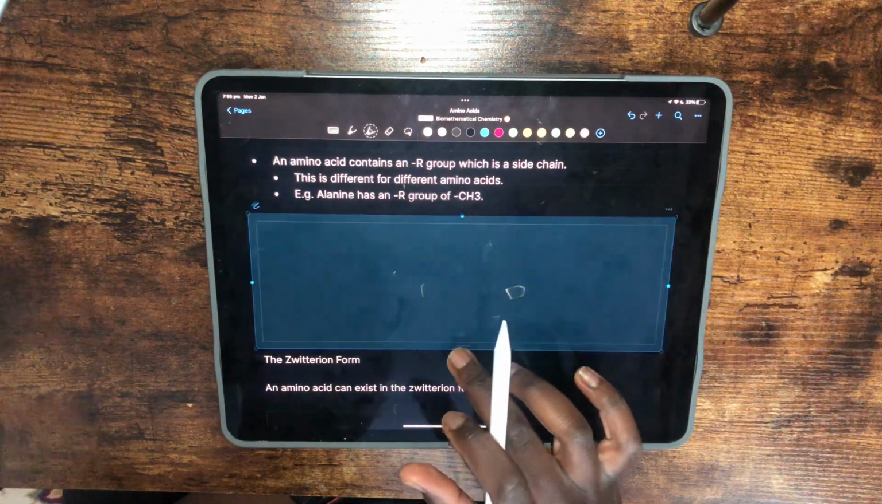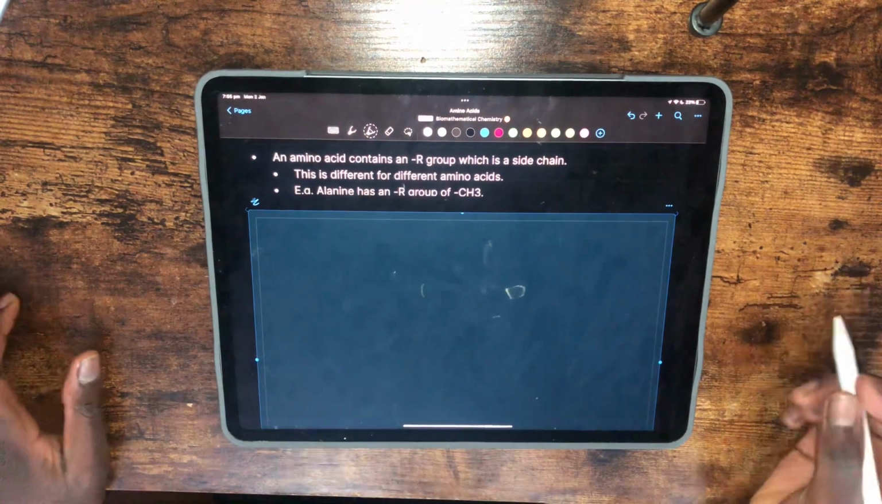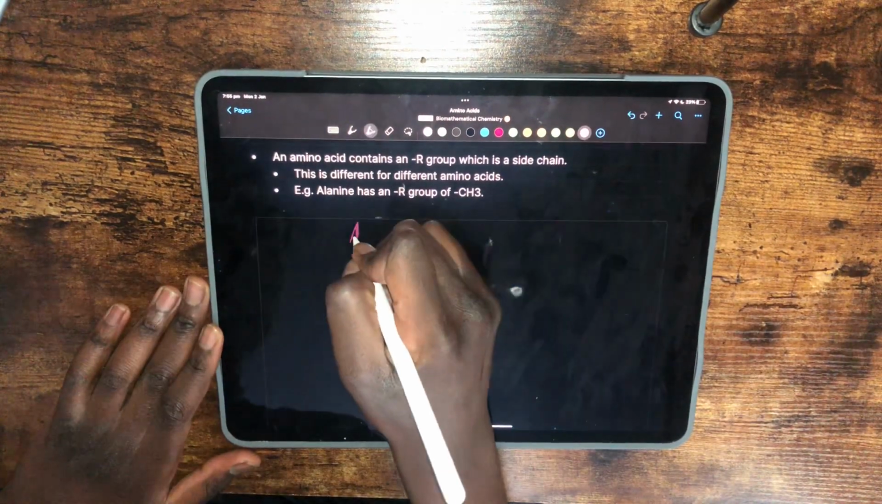Amino acids, right? Talk about the amino acid structure. That's terrible.